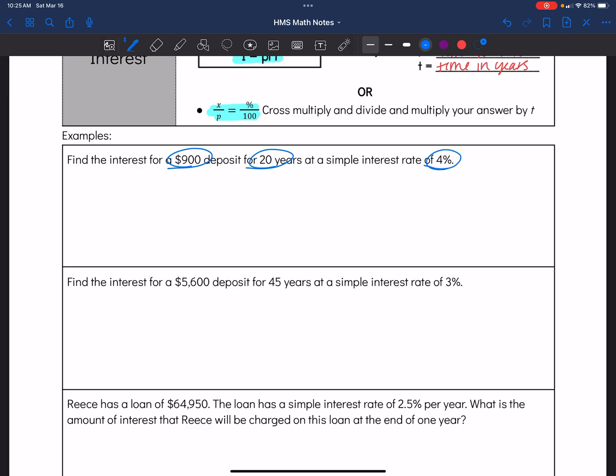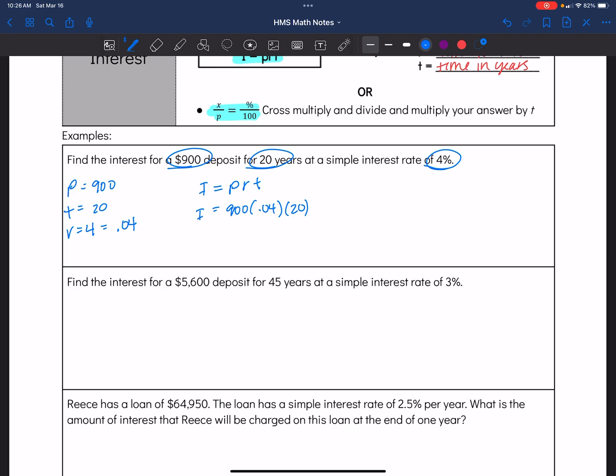Okay, we're finding the interest for $900 deposited over 20 years at an interest rate of 4%. So let's pull out all our stuff. P is the 900. T is the 20 years, and R is the 4, which written as a decimal is 0.04, because we just moved the decimal to the left 2 times. So I equals PRT. Therefore, I equals 900 times 0.04 times 20.